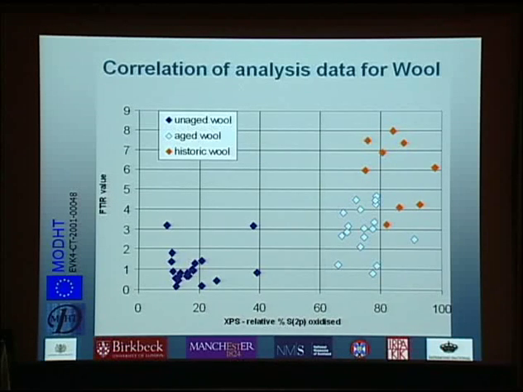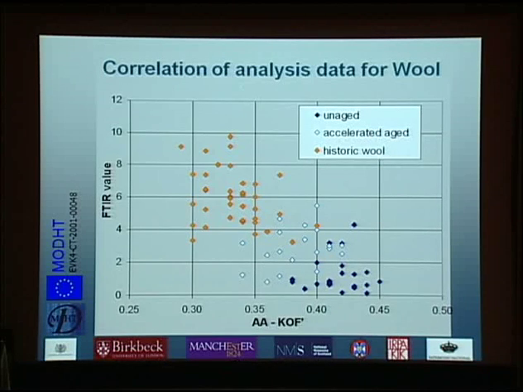This was also observed if you plot FTIR against XPS values, and don't be confused, sometimes the graph goes up, sometimes it goes down. That's simply because, depending on what the marker of damage is, sometimes the higher value means more degradation, or the lower value means more degradation. So, plotting FTIR, the cysteic acid level, against the amino acid coefficient of keratin oxidation factor against one another. We can see here the unaged, the accelerated aged, and the historic wool even further down the line.